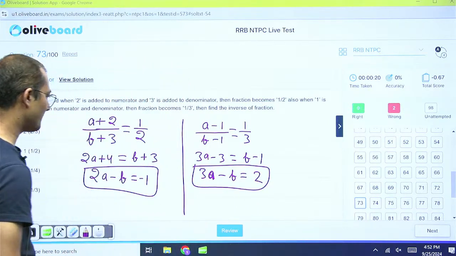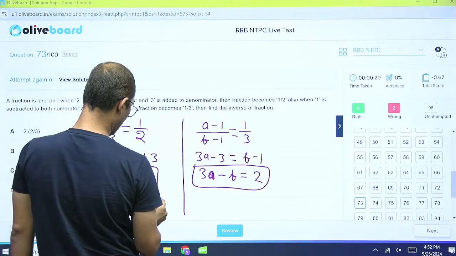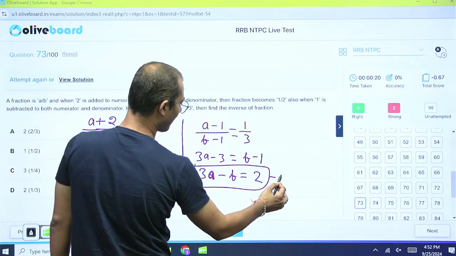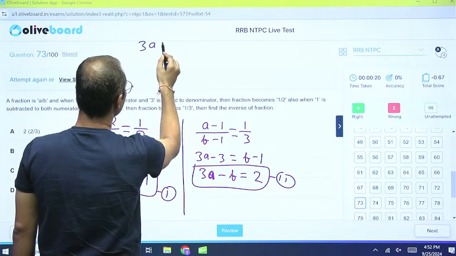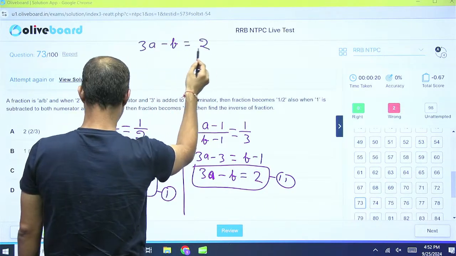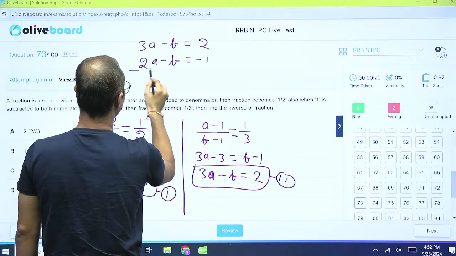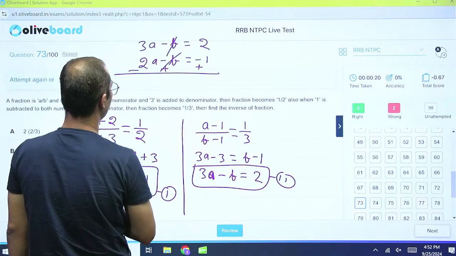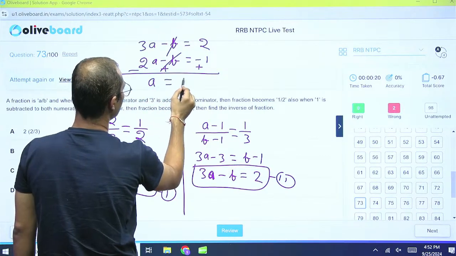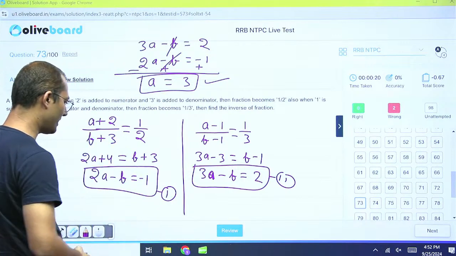So 2a minus b is equal to minus 1, so we can subtract the first from the second, right? So 3a minus b is equal to 2, and 2a minus b is equal to minus 1. Minus, plus, plus, so minus b gets cancelled out, and a would be equal to 3. So the value of a is 3, right?